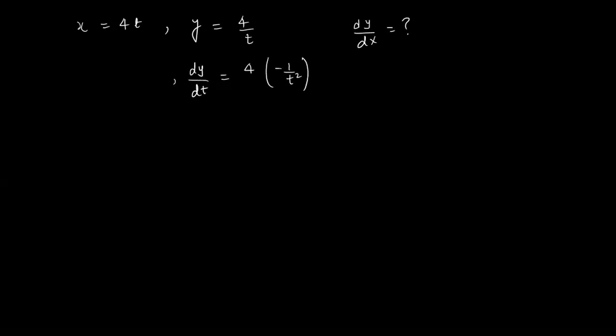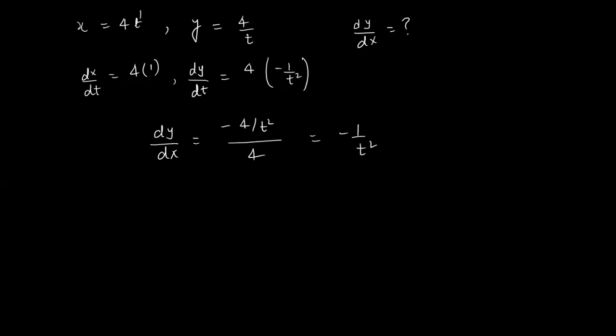And let us find the derivative of 4t with respect to t. So dx over dt is simply 4, since the derivative of t with respect to t is simply 1. So finally dy over dx is minus 4 over t square divided by 4. And the 4s get cancelled, and finally we get minus 1 over t square.